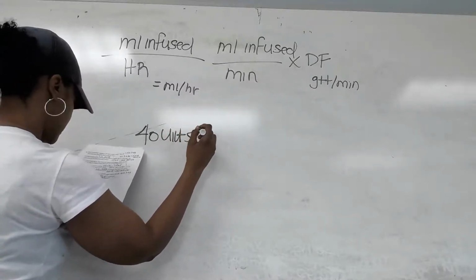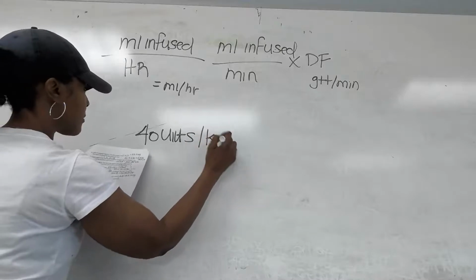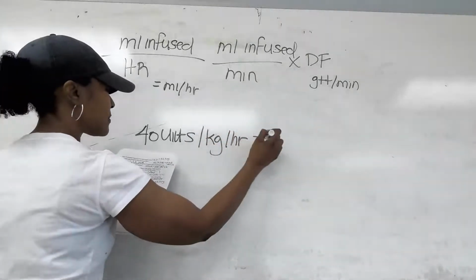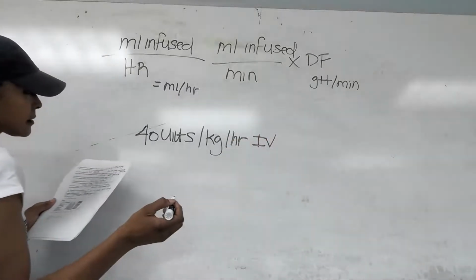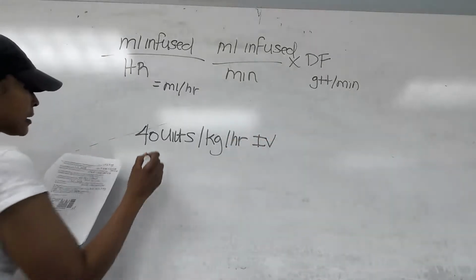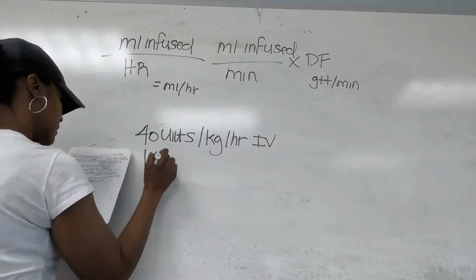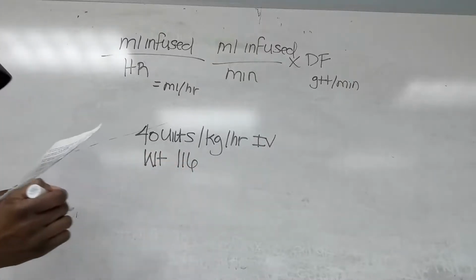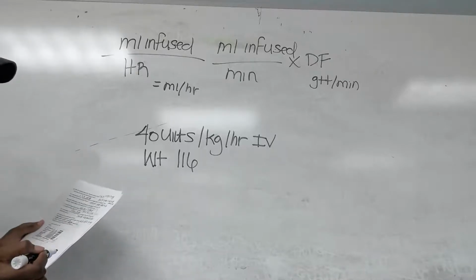40 units per kilogram per hour. And I don't even know if this might be on the test because you won't be given heparin, but just know it. The weight is 116 pounds. And it says, how many units should the client receive per hour?